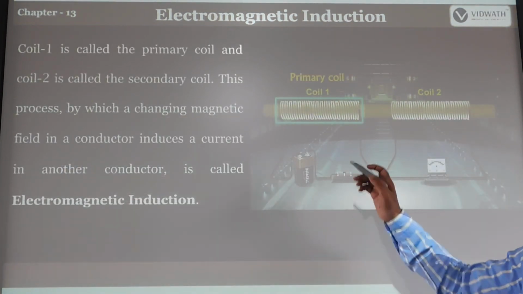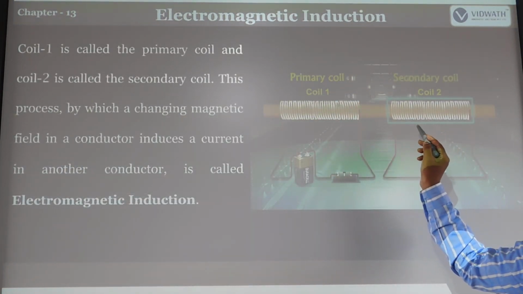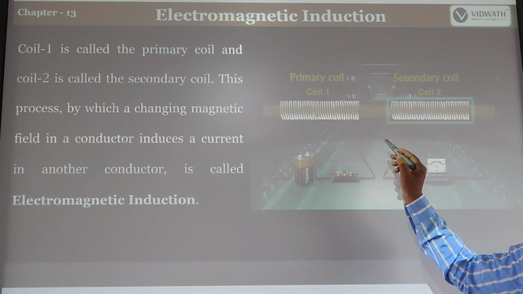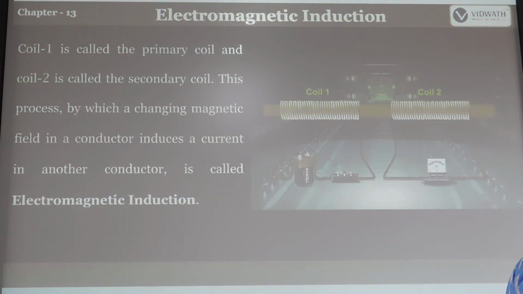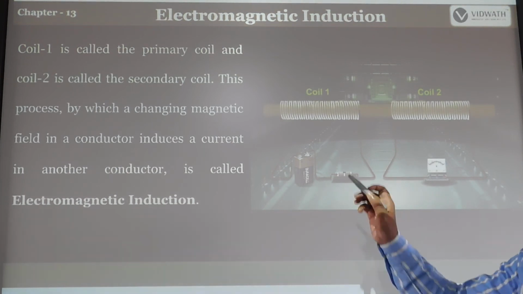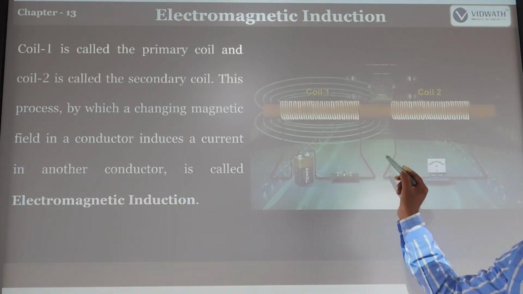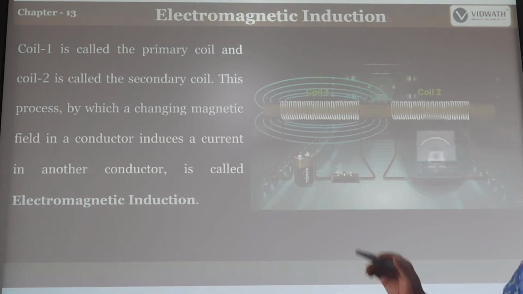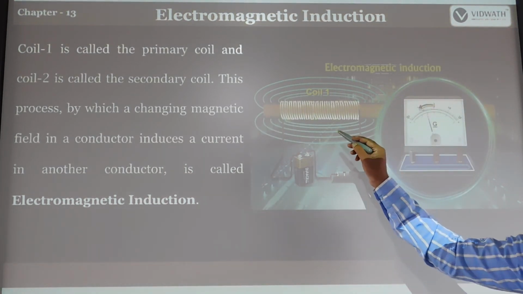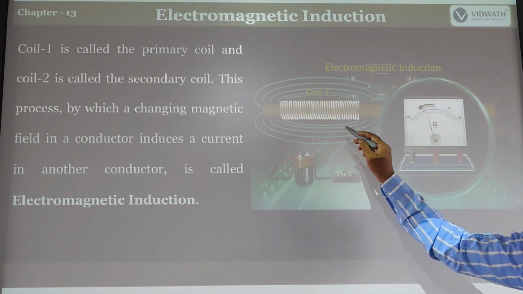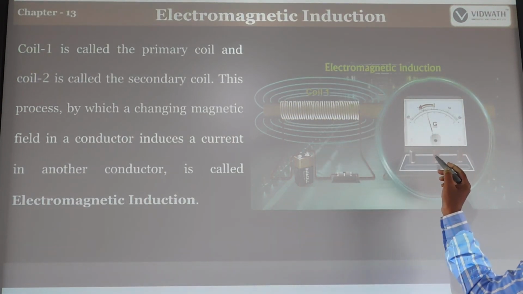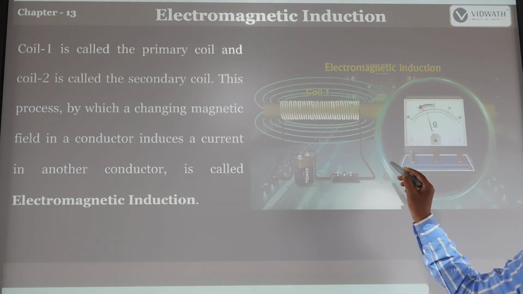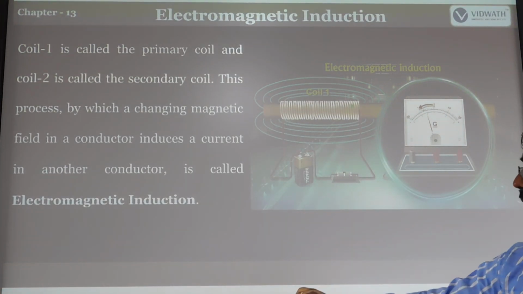Coil 1 is called the primary coil, and this is called the secondary coil. This process, in which a change in the magnetic field of one conductor induces current in another conductor, is called electromagnetic induction. So by changing the magnetic field in a conductor, current is induced in the other conductor. When current is passed through the primary coil, it is deflected in the secondary coil. That is called electromagnetic induction.